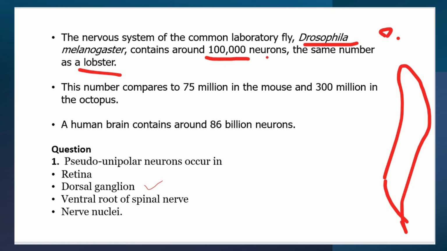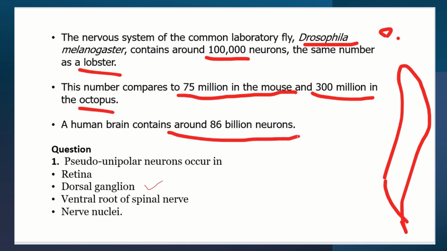neurons are the same in the Drosophila and lobster, and it comes to 75 million neurons present in the mouse, 300 million present in the octopus, and about 86 billion neurons present in the human brain. Make a note of this, these are all important points, so make a note.